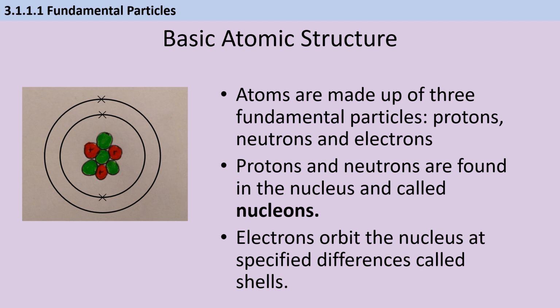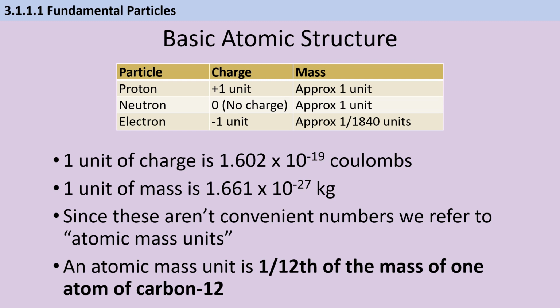GCSE. You should know that an atom consists of a nucleus containing protons and neutrons, and we call those particles nucleons, and they're surrounded by electrons. The absolute masses and charges of the subatomic particles are incredibly small. Rather than referring to those actual numbers, we tend to talk in terms of atomic mass units and atomic charge units. An atomic mass unit is 1/12 of the mass of one atom of the carbon-12 isotope.